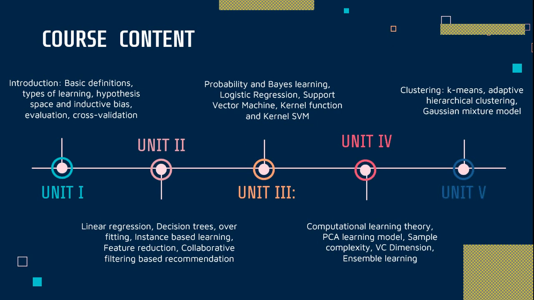In unit number 3, we will be diving in more detail by understanding the probability and Bayesian learning. Then we will see logistic regression, support vector machine, kernel function, and the kernel estimate. While in the 4th unit, we will find out more about computational learning theory, the PAC learning model, then what is the sample complexity, VC dimension, and ensemble learning.